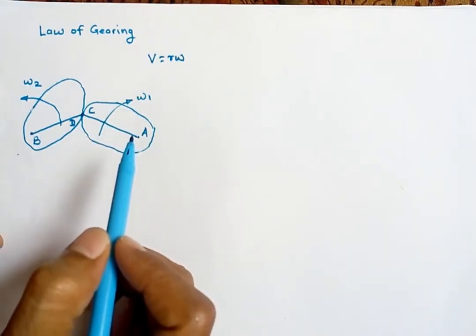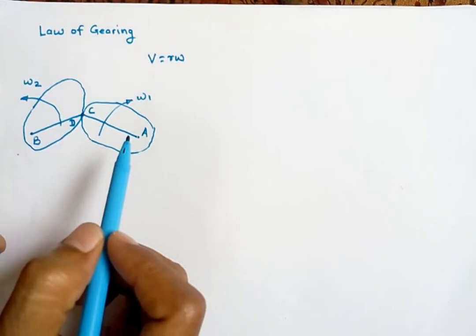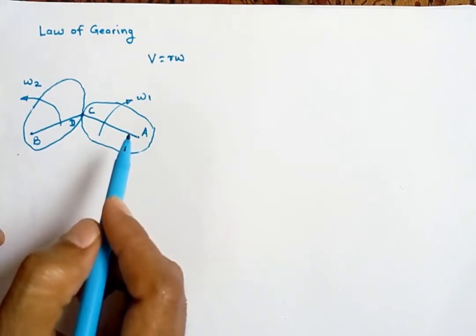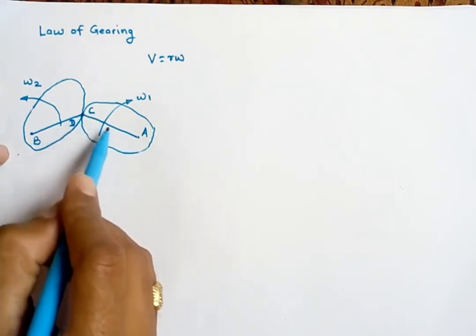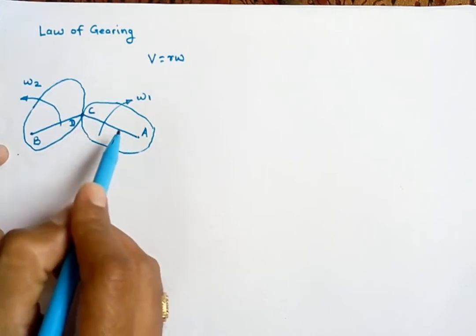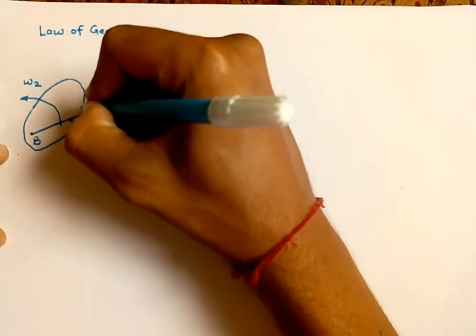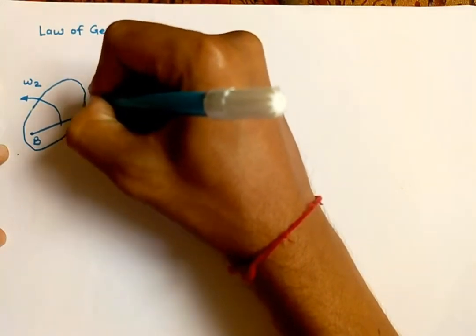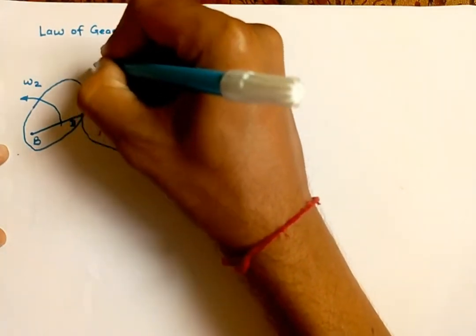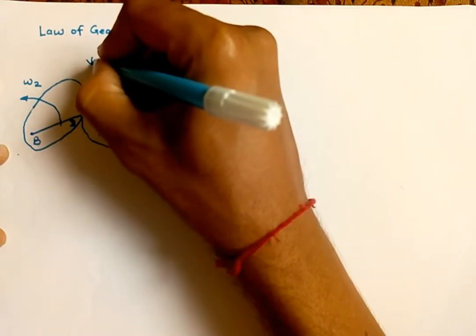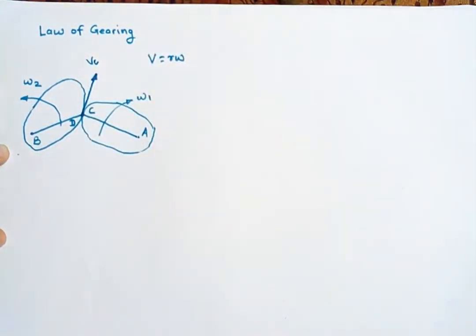So this is the magnitude, but what about its direction? So direction will be perpendicular to AC in the direction of rotation. So draw a line perpendicular to AC in the direction of rotation, indicating the velocity of point C.